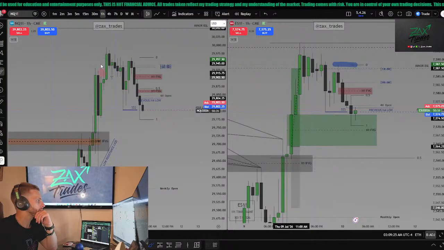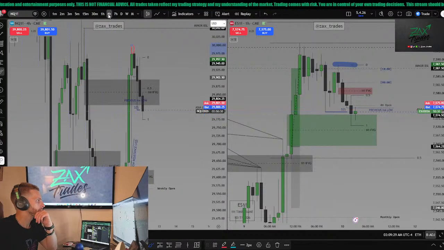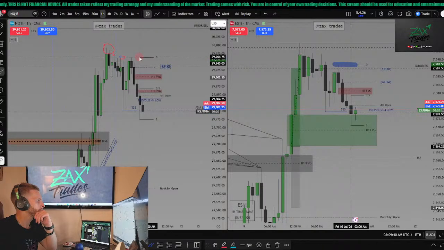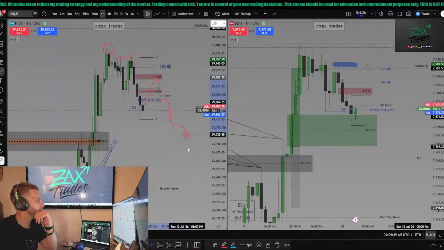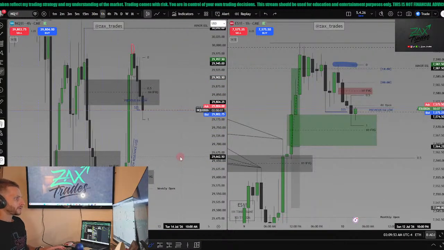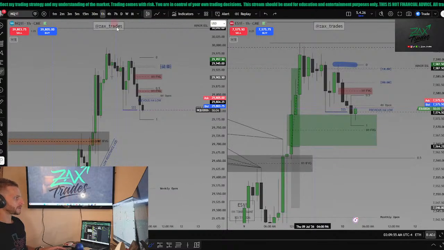And why I would consider that is that it would basically be a lower high on the 1 hour. So those are my scenarios.